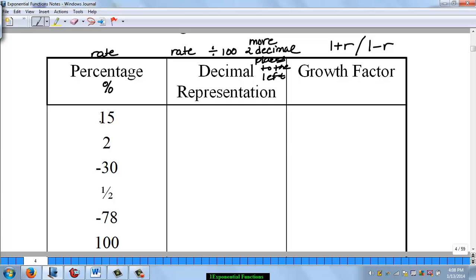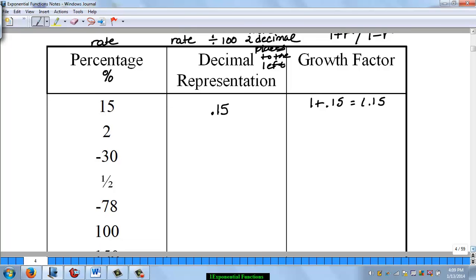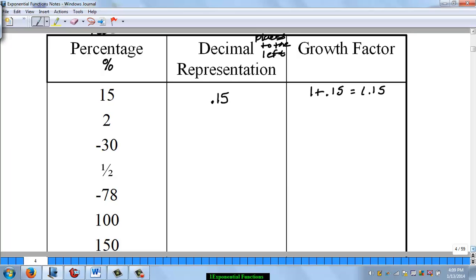So let's try this. If I had 15%, multiply that, put that 2 decimal places to the left, that is 0.15 for decimal. And the growth factor is 1 plus the rate, so 1 plus 0.15 is 1.15. And you saw that earlier when we were doing that with the 20% thing. Okay, this is 2%. Move it 2 places to the left, that's really 0.02 for decimal. So that's 1 plus 0.02, or 1.02 is my growth factor.